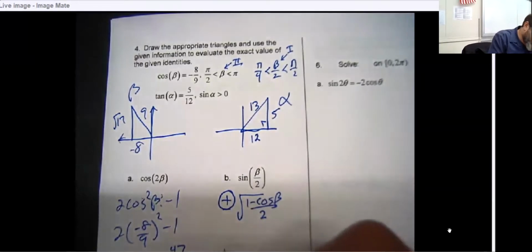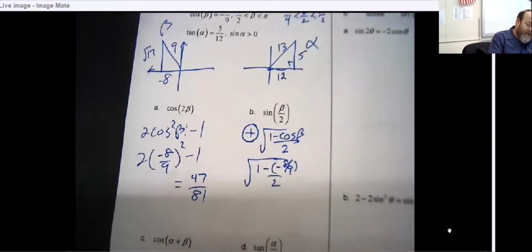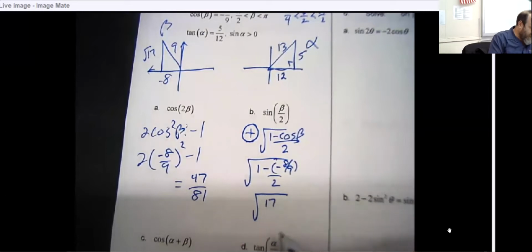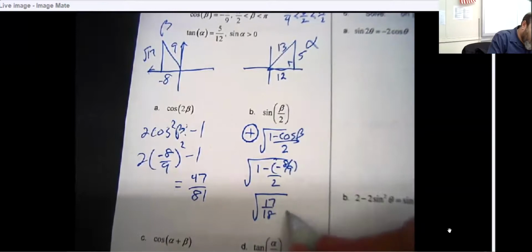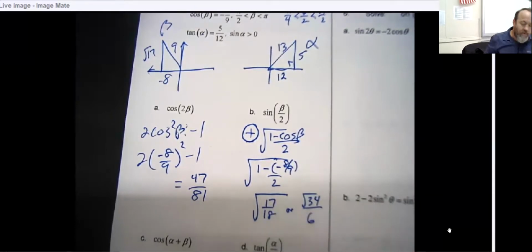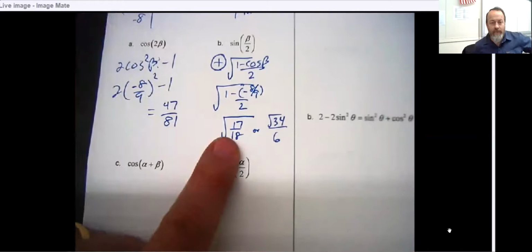And so now let's just finish it off. 1 minus the cosine of beta, which was negative 8/9. And that comes out pretty good because if I multiply the top and bottom by 9, I get root 17 over 18. And we could stop there if we wanted to, but if you did a little bit of work by multiplying the top by 2 and the bottom by 2, root 34 over 6 is a much nicer answer, but I would have been okay with this one.